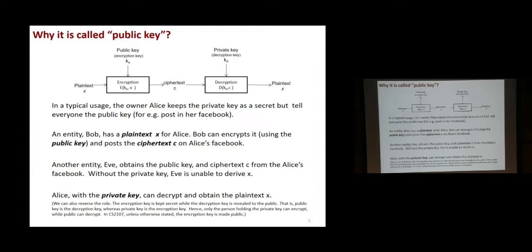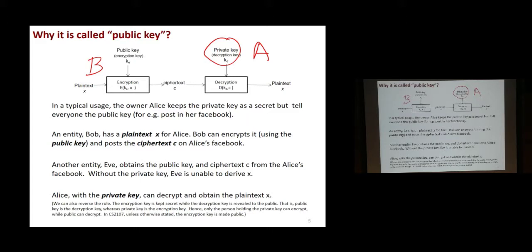Alice is the owner. Alice generates a public key and private key. So Alice keeps the private key secret. Don't tell anyone. Keep it as a secret. But tell the whole world, broadcast to the whole world her public key. For example, she can put it on Facebook or on a name card. Have you received a name card with a public key? Some people have a name card that says my PGP public key is this. So you distribute your public key through name cards.